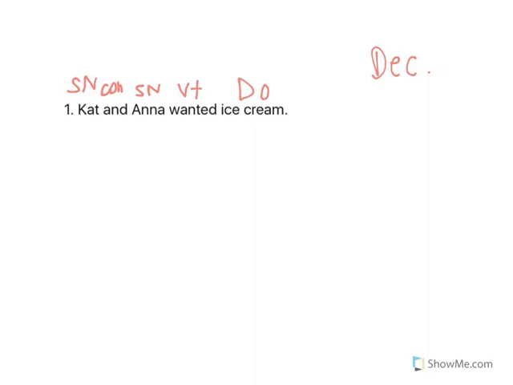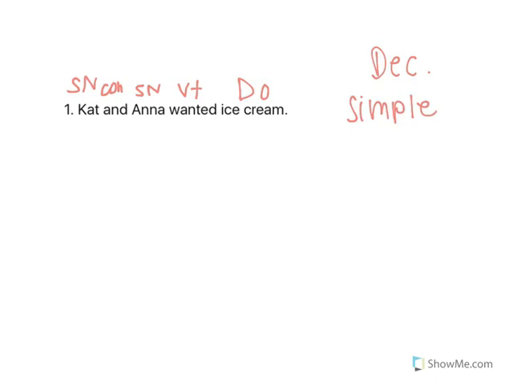No. This does have two subjects, Kat and Anna. So it's a sentence with a compound subject, but it is not a compound sentence because it does not have two independent clauses. This is one independent clause. This has two subjects, but one verb. It's not two completely different independent thoughts. It is one thought. So this is not a compound sentence. It is a simple sentence.